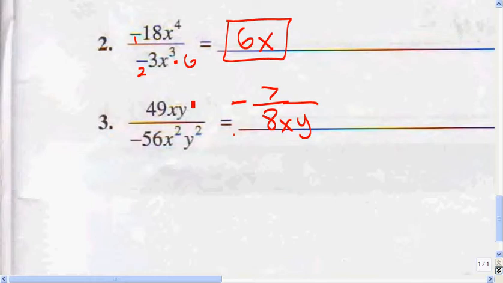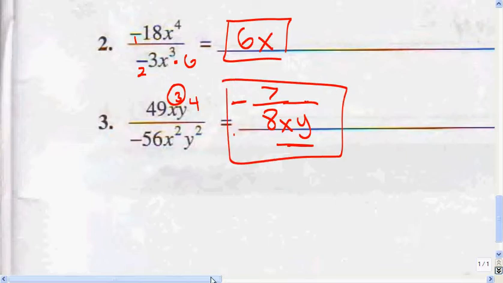Now, if it would have been y to the fourth and x to the third, since the bigger exponent would have been in the numerator, your x would have been up here, and it would have been x and a y to the second, because 4 minus 2 is 2, right? So y to the second. But since the bigger exponent was in the denominator, your variables stay in the denominator.